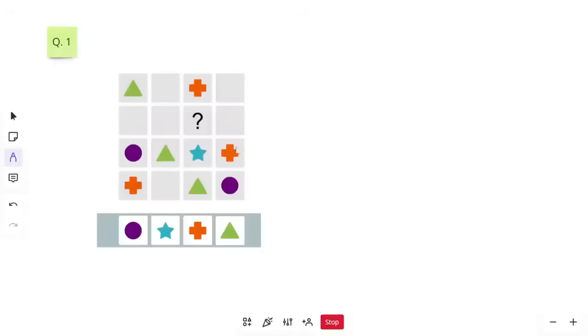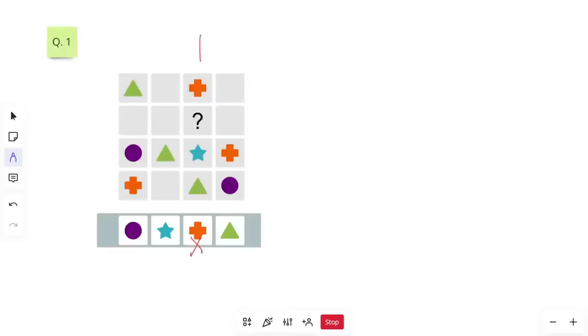Let's look at this question. We have a question mark in the second row, and we need to see which of these options will come in the place of the question mark. First of all, we have to eliminate all the ones which are there in the same row or same column. Plus is already there in this column, so plus cannot come twice. So definitely in the place of the question mark, plus cannot come. Similarly is the case with star also.